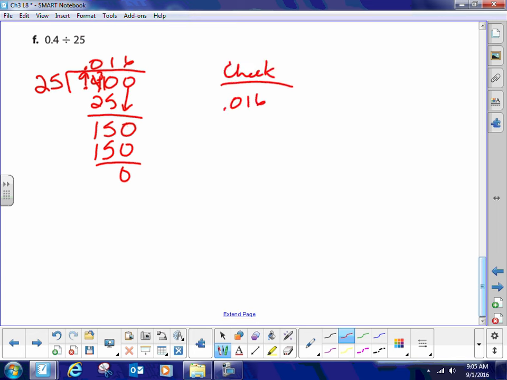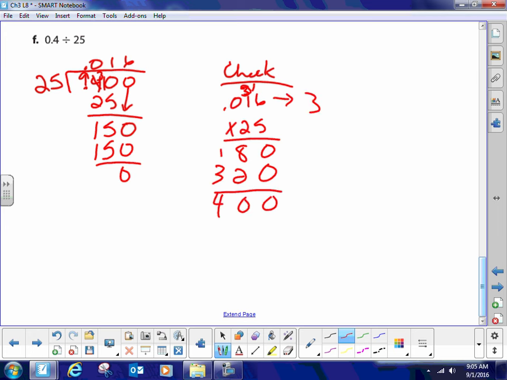0.016 times 25. 0 carry the 3, that's 8. 0, 2 carry the 1, that's 3. 0, 0 carry the 1, 4. Give it 3. 1, 2, 3. Excellent. Very good.